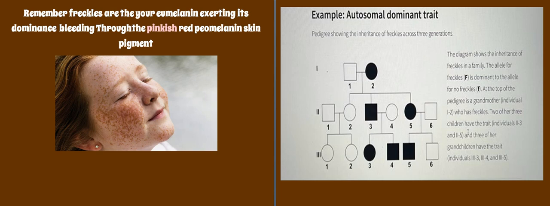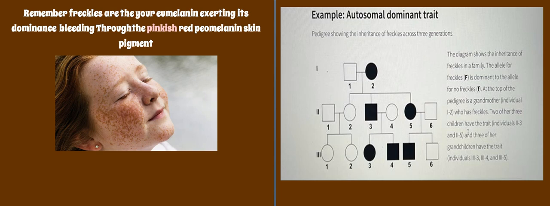Okay. Now, here's an example. Freckles. With freckles, you're really talking about the two skin pigments, eumelanin and pheomelanin. Let me say this first: like you see here, what I wrote, freckles are just the eumelanin exerting itself because it's dominant. It wants to dominate. So it's going to bleed out. It's going to show out. It's going to come out of the pheomelanin skin pigment.